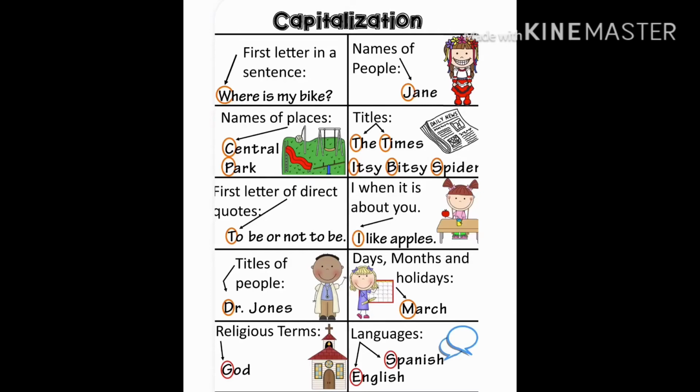Titles of people like Dr. Jones, okay, or Sir. Days, months, and holidays like March or Monday, Tuesday, or for example, Christmas or something like that. We use capital letter for religious terms like God or for languages like Spanish, English, or Portuguese, French, or something like that.